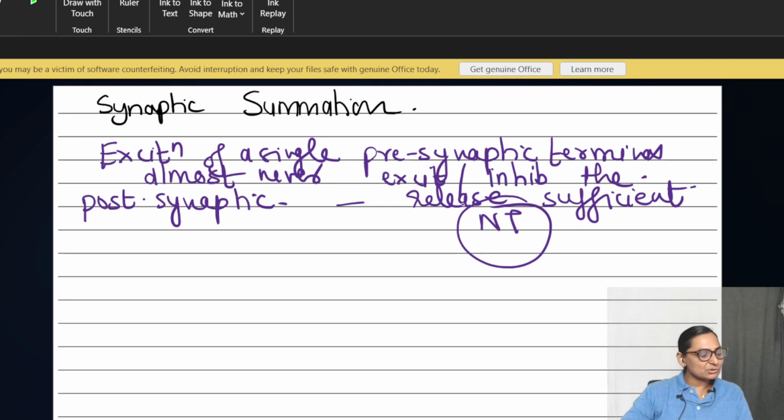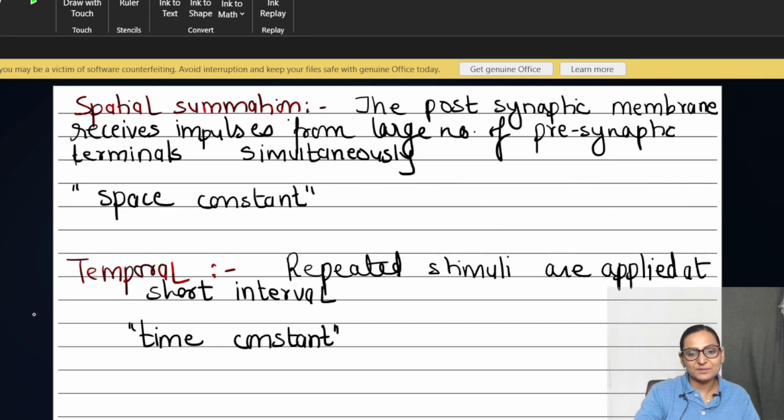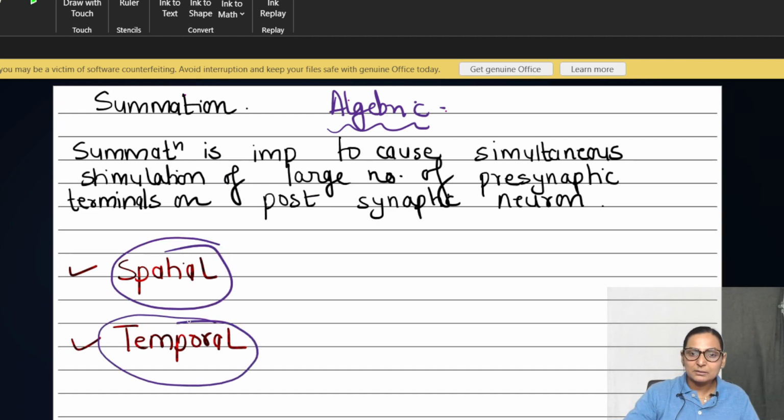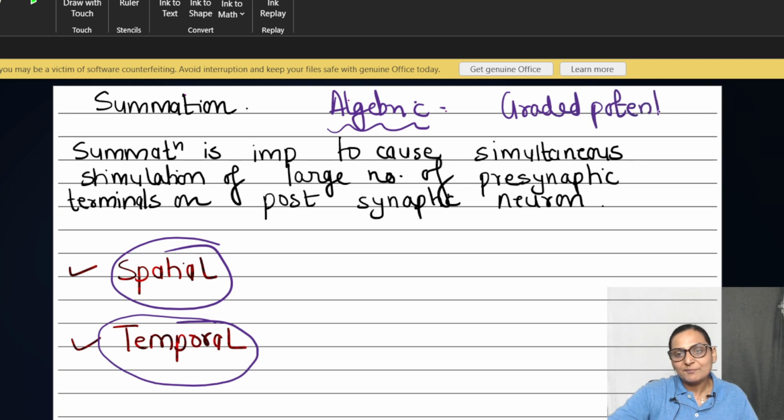So summation can be brought about in two forms. You have got two types of summation, one which is called spatial summation and the other which is called temporal summation, right? So summation is the property of graded potentials or the local potentials. For example, your IPSP, EPSP or your receptor potentials, they are all examples of graded potentials which show summation.